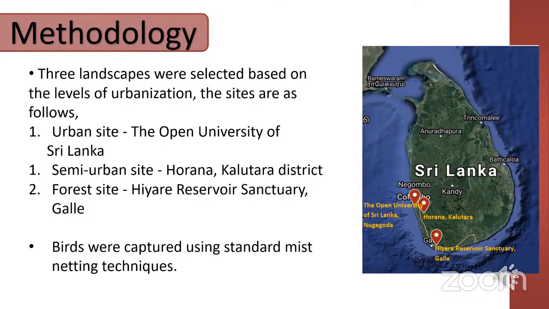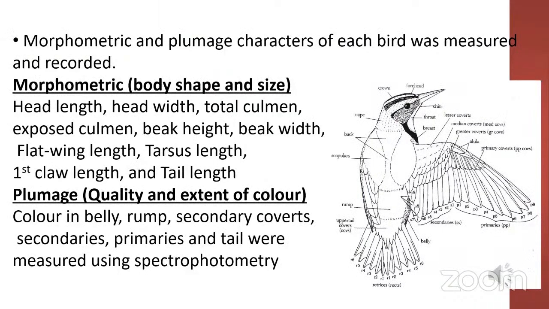The morphometric characters of the bird were measured under the parameters mentioned here, such as the head length, the beak length, the tail length, and so on. And the plumage characteristics were measured based on the quality and extent of color around certain regions of the bird's body, such as the belly, rump, the primaries and secondaries, using spectrophotometric techniques.